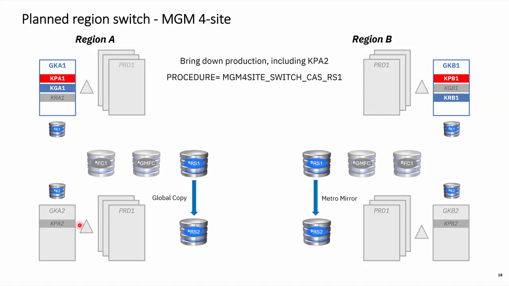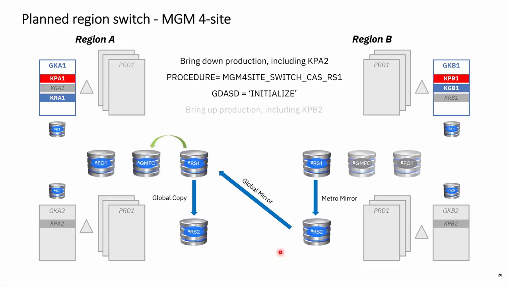And then in addition to that, we're going to switch our global copy in BRS1 to BRS2 to a Metro Mirror instance. Then we're going to reverse mirroring from region B to region A. And now we have a global copy, and it's going to utilize the GDPS initialized workflow. After we have initiated that, we will bring up our production. So region B is now the main, we're in region B. Production is going to come up on KPB2, which is our part right here.